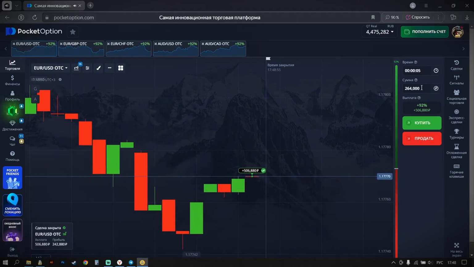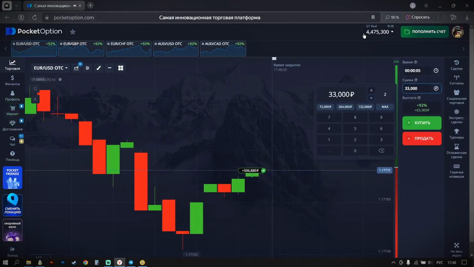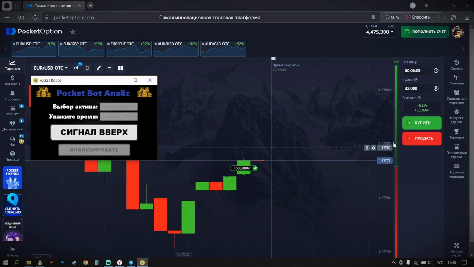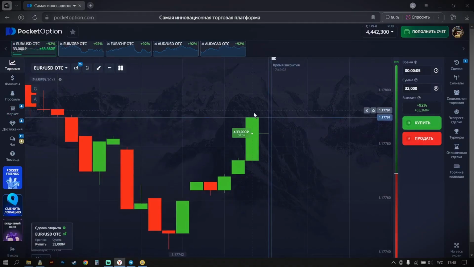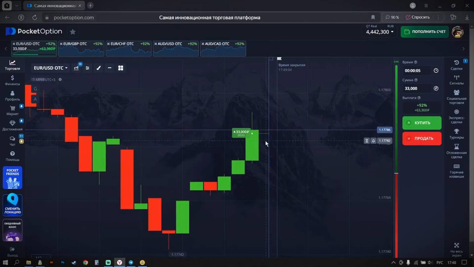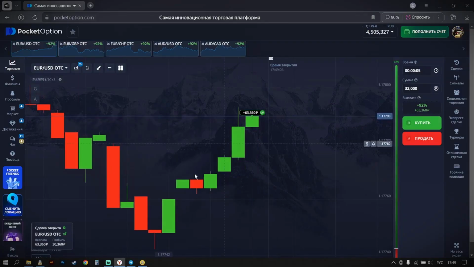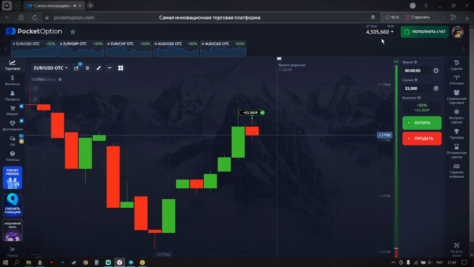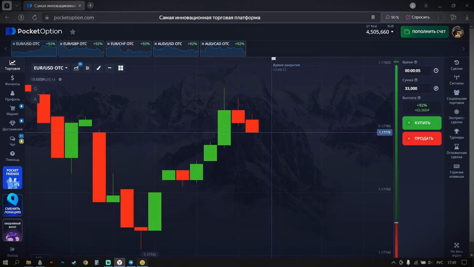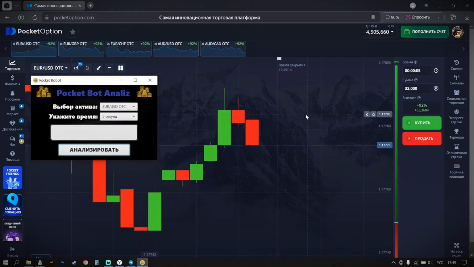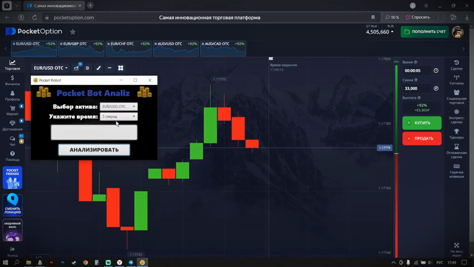So we open a new trade according to the robot's signal, and finally our coverage closes in the black. And we're just a tiny bit away, literally one trade away from closing in the black, and $500,000 will be earned in this video for you to see. That's it, excellent. 4,505,000 rubles. Excellent result. $500,000 was earned in front of you. That's how it is trading with the signals of this free robot.